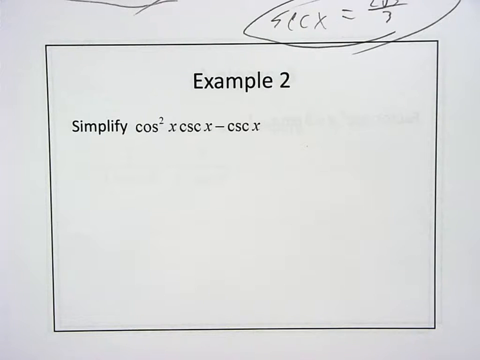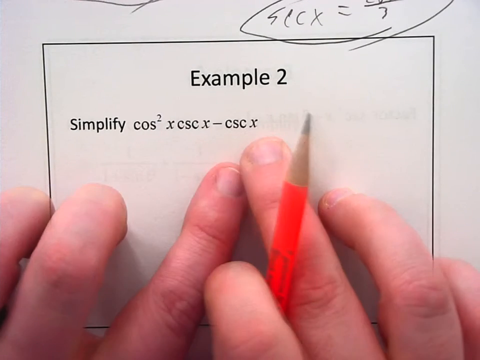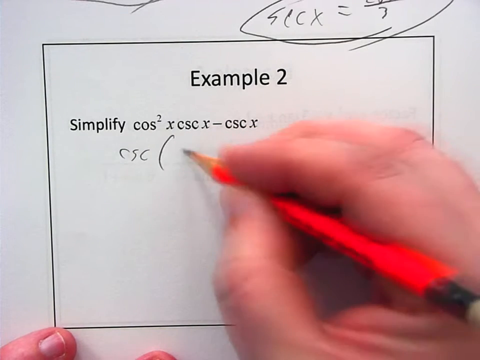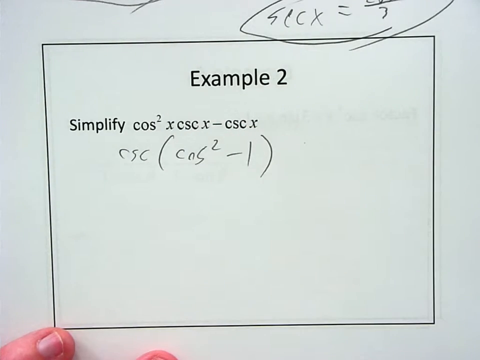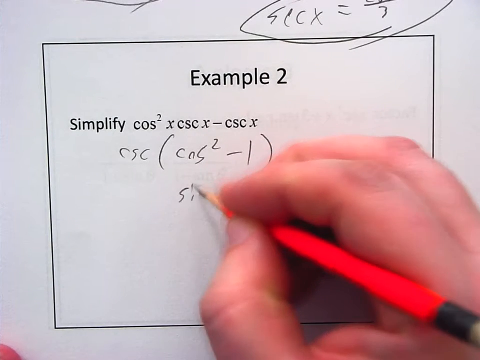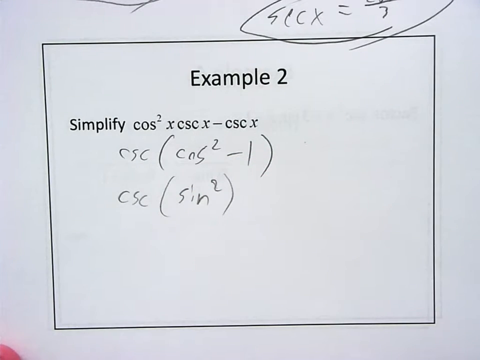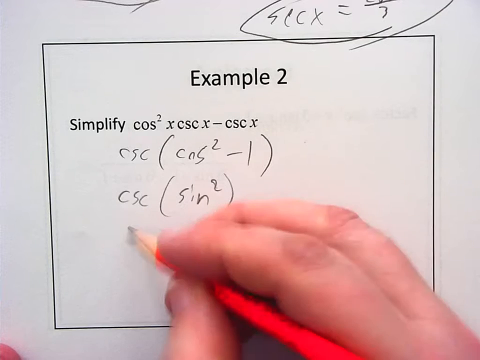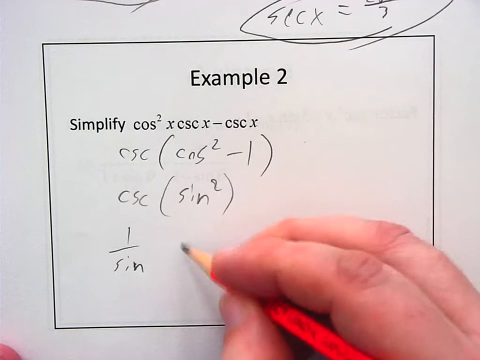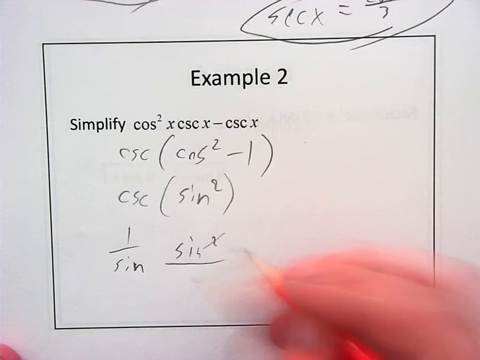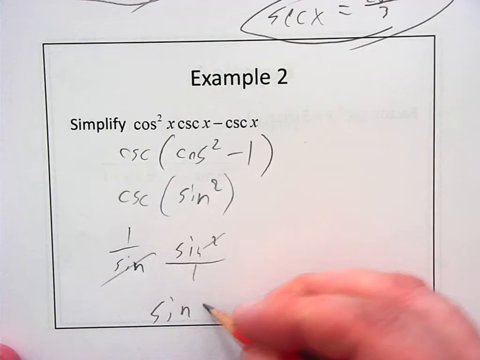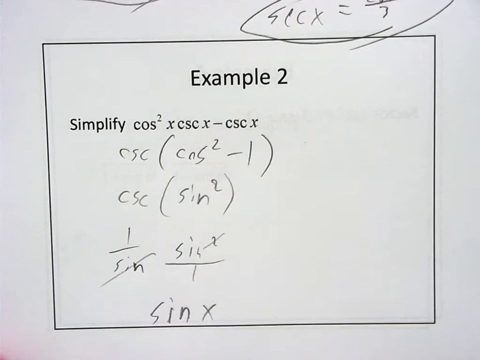You can take out what? Cosecant. Greatest common factor. Both terms here, this and this, have a cosecant. If I pull that value out, that leaves me with cosine squared minus 1. And what's cosine squared minus 1 equal to? Sine squared. And cosecant. Well, what's cosecant? 1 over sine. Yeah, you have sine squared times 1 over sine. One of the sines is going to cancel off. You're left with sine x.